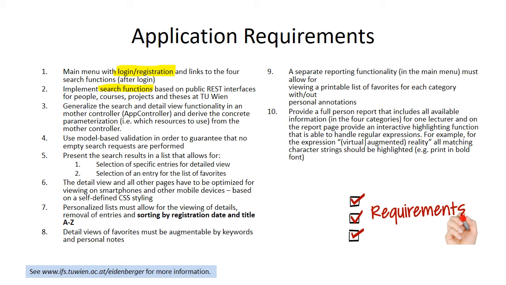That is linked to the third requirement, because I want you to do a mother controller. That means the search functionality itself should be, as it is the same over the REST interfaces for the 4 data categories, already implemented in the mother controller, and then only parameterized for the individual data categories. So there is the mother controller, and there are 4 subcontrollers, for people, courses, and the like. And each one receives the parameters it needs in order to approach the REST interface and to parse the results.